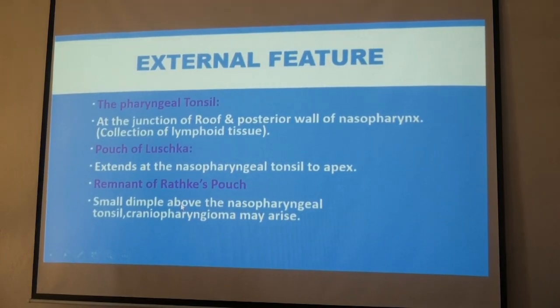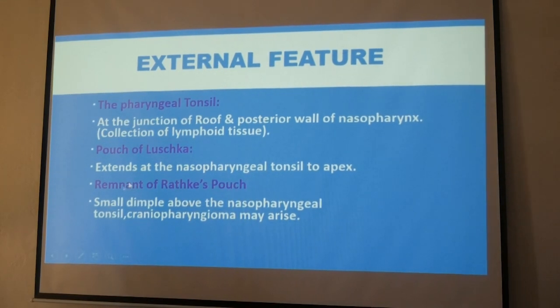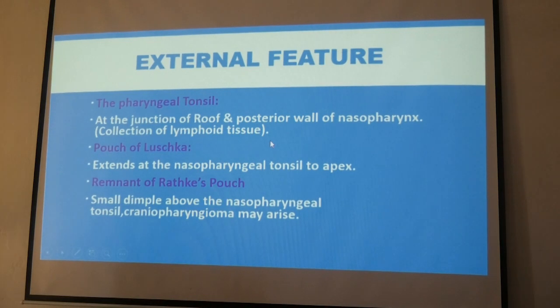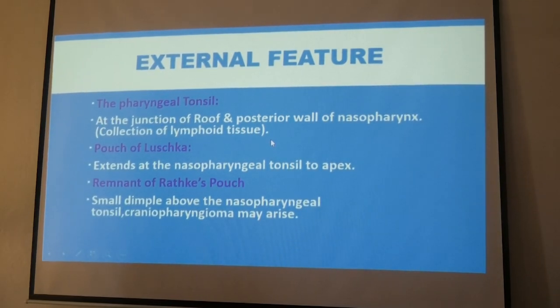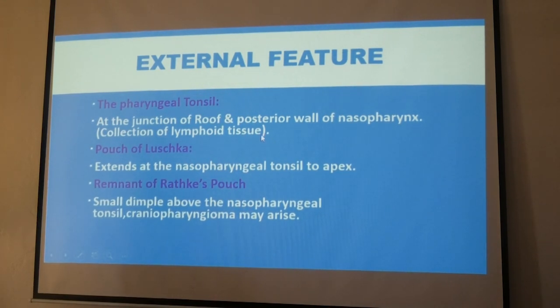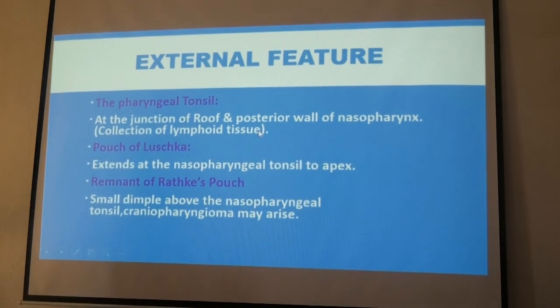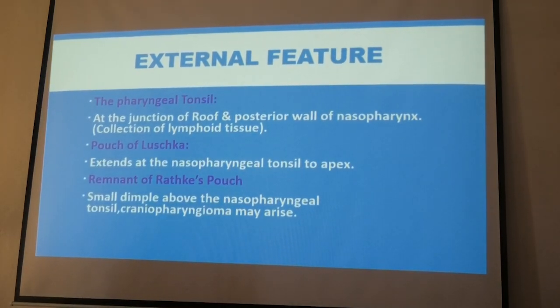Okay, now which one is the pharyngeal tonsil? This is the junction of the roof and the posterior wall of the nasopharynx, connection of the lymphoid tissue. So what is the definition of tonsil? Aggregation of the lymphoid tissue. Any kind. Okay, appendix এ যেটা আমরা বলি, it is also aggregation of the lymphoid tissue.